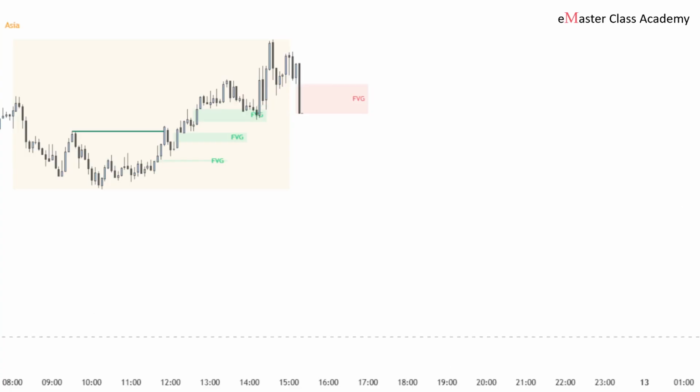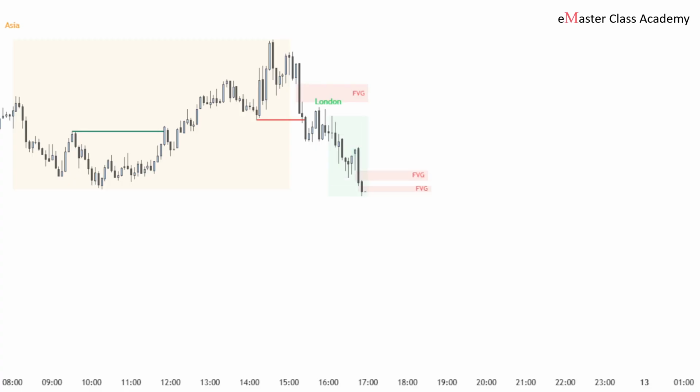That's why we start with the Asian session, to mark the high and the low. Asia builds the range. London comes to sweep it. Once London kill zone opens, we wait for the liquidity sweep. That sweep gives us direction, and confirms daily bias.